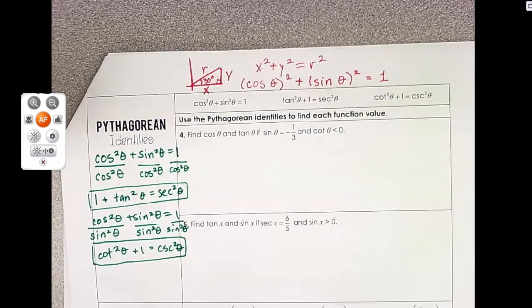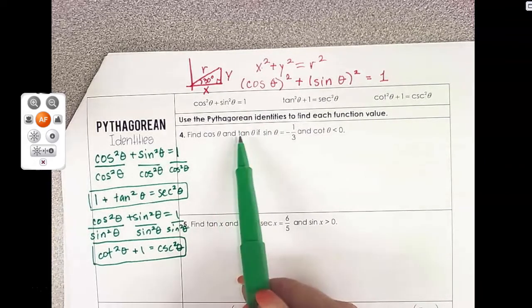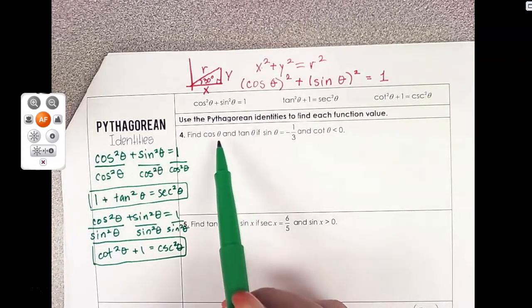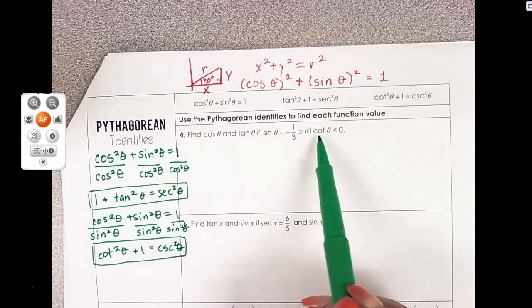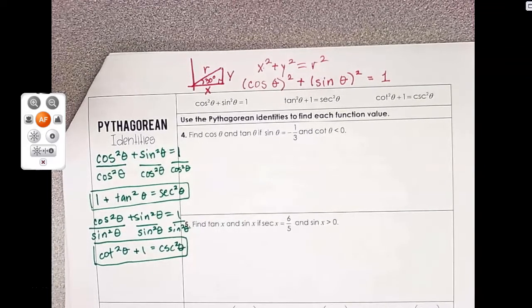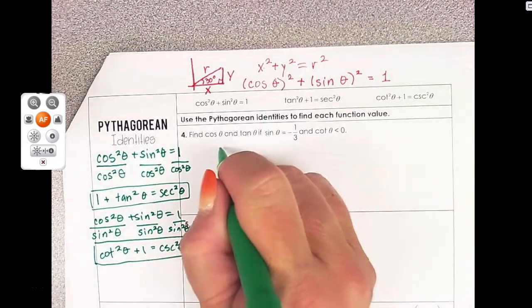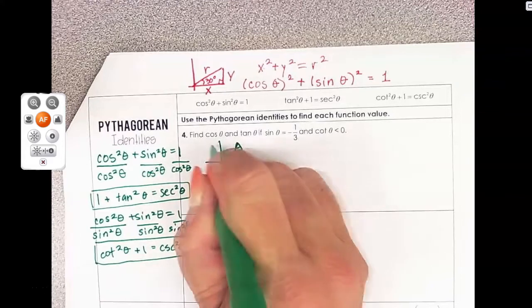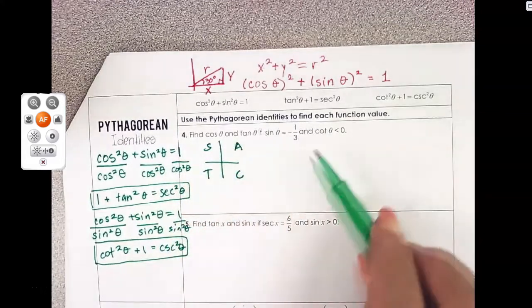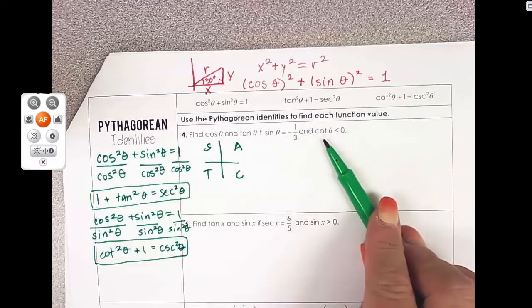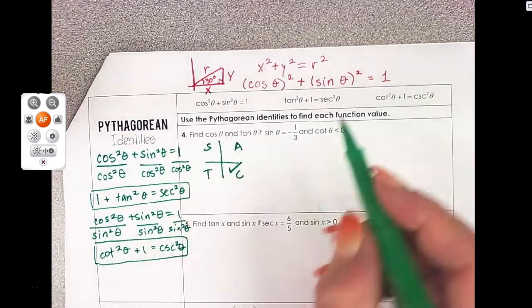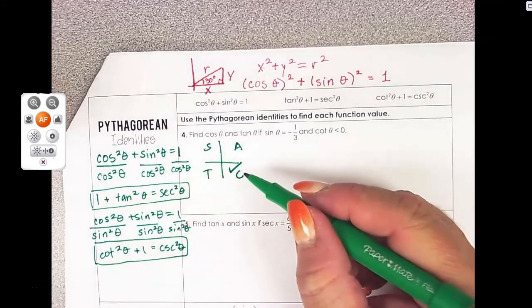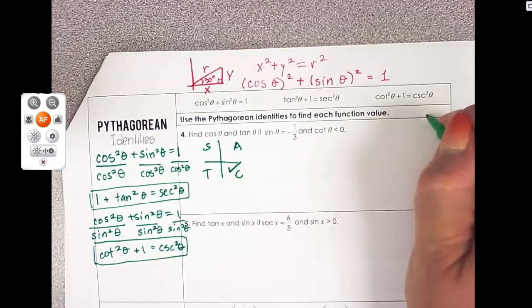And if I have cosine and tangent given, or I'm sorry, I'm trying to find cosine and tangent, and I'm given that the sine is negative 1/3 and the cotangent is less than 0. So I know, because of All Students Take Calculus, that sine and cotangent are both negative here in quadrant 4. So I'm sort of picturing my angle down in quadrant 4.